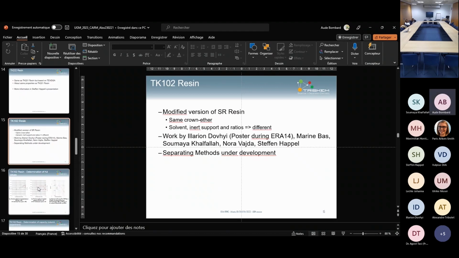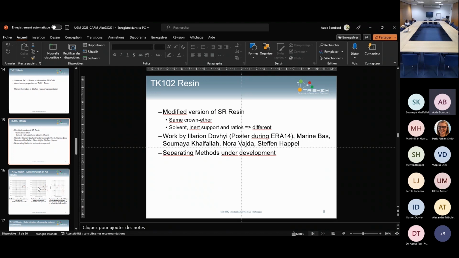This is a new resin that has been put on the catalog this year. It's the TK102 resin. So this is a modified version of the strontium resin. There's the same chronometer, but solvent and inert support and ratios are different.